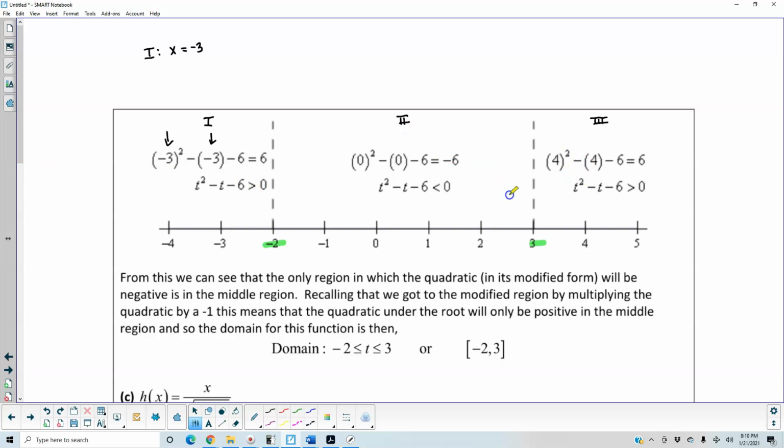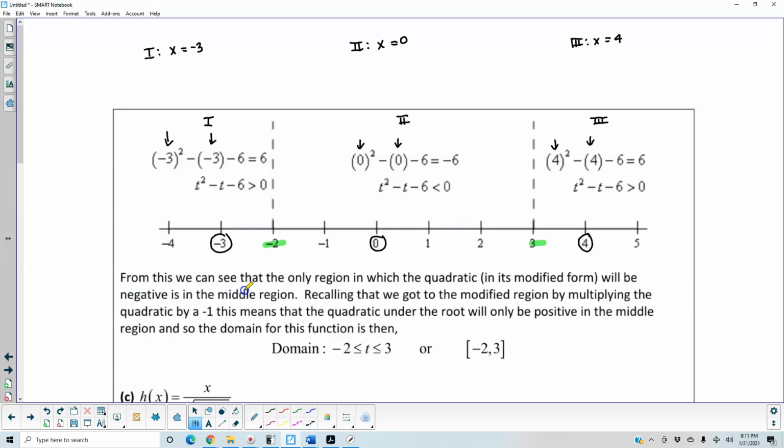In region number 2, we're picking the value x equal to 0. So plugging in for x, we get 0 minus 6, and therefore this is -6. So that means that this is less than 0. And in region 3, we're going to pick the value of 4. So plugging in 4, we get 4 squared, which is 16, minus 4, which is 12, minus 6 gives us +6. So therefore, this value 6 is greater than 0.